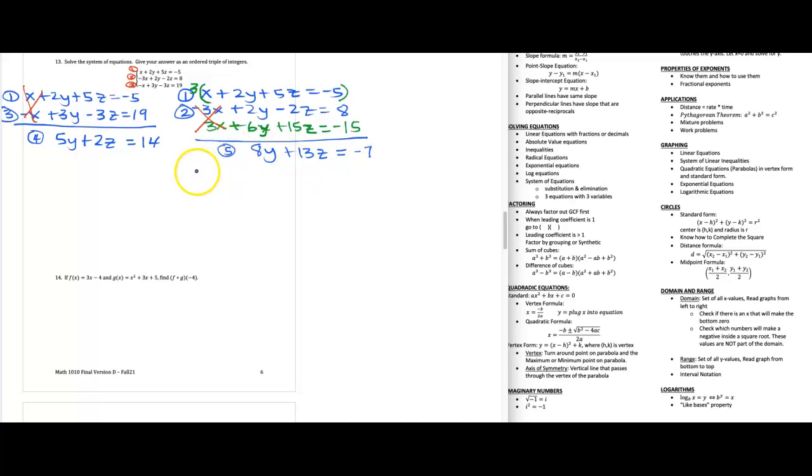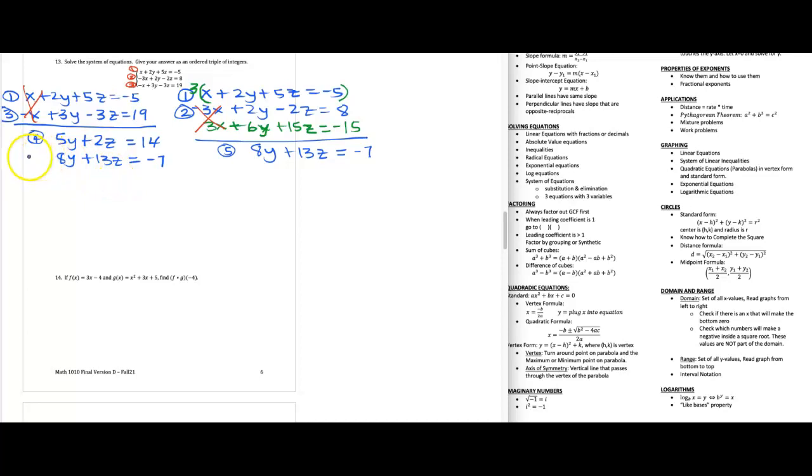All right. Okay, so now I need to put equation 4 and equation 5 together, and I need to eliminate another variable. So I'm just going to write that over here. 8y plus 13z equals negative 7.